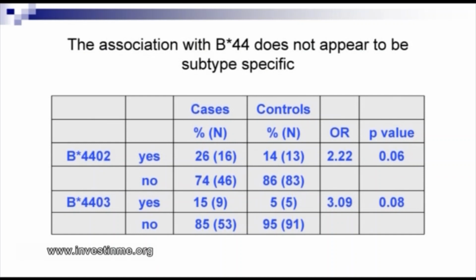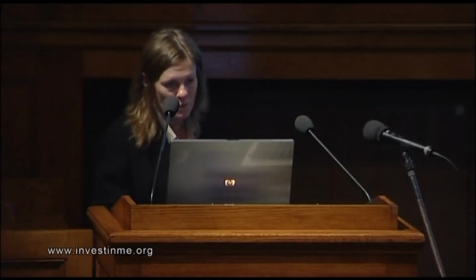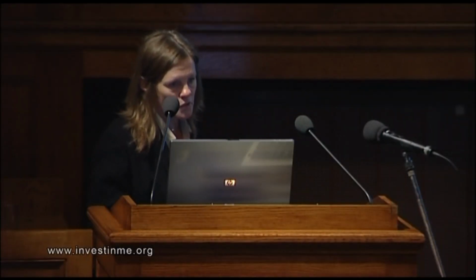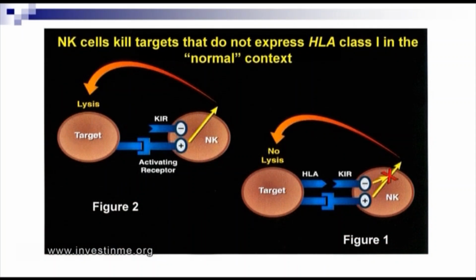There are more than 50 allotypes of the B44, so they did a fine genetic mapping out to 4 sites and didn't see any difference between the subtype specificity with the B44 association. Finally, we're going to look at NK cells. We've heard a lot about natural killer cells, and they're another lymphocyte that reacts with HLA, binds to HLA in order to elicit a functional response.